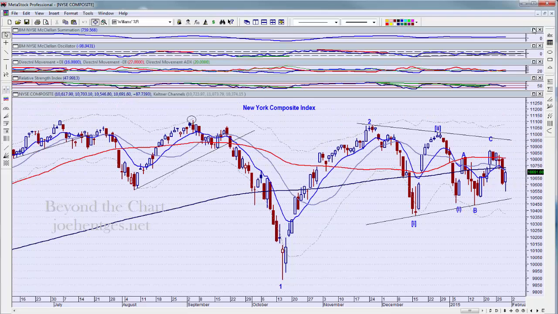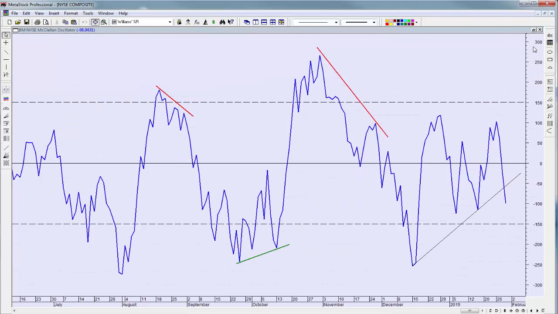Let me take a look at something. I want to look at the McClellan Oscillator. I want to make sure it's cycled. The McClellan Oscillator uses the latest data from the New York Stock Exchange. A lot of times that stuff's not revised until late in the day and early into the evening. And so this looks like the latest count.